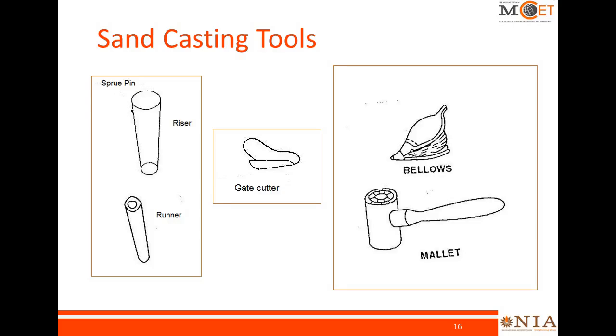Gate cutter is used to connect the runner down sprue to the mold cavity. You have to make a gating system, and that gating system is made using this gate cutter.